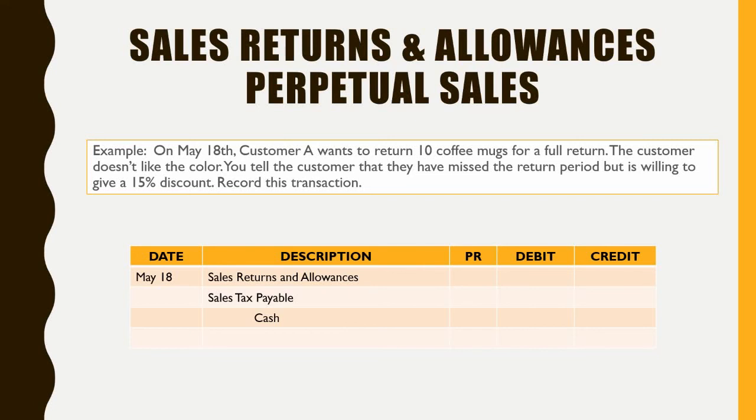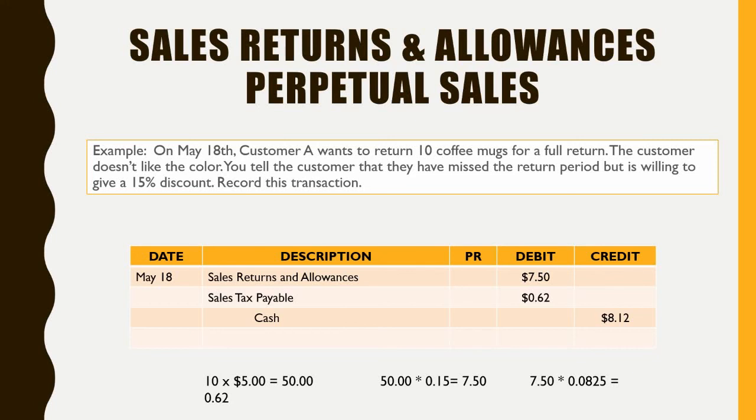and then we sold 10 of them. Now, 10 times 5 is 50. What is 15% of 50? In this case, it's $7.50. But because of that, we also have to give back a portion of the tax. So we're going to take $7.50 and multiply it by the tax to give you 62 cents back. So in this case, we're going to give the customer $8.12 back.